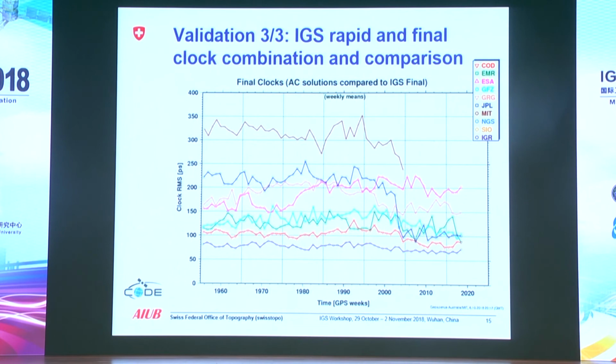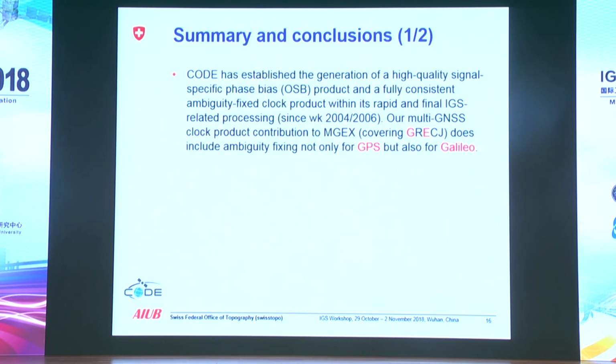And here, again, you see the values. So up here between 100 and 200, indicating that these clocks here are precise for PPP, but they are phase clocks.